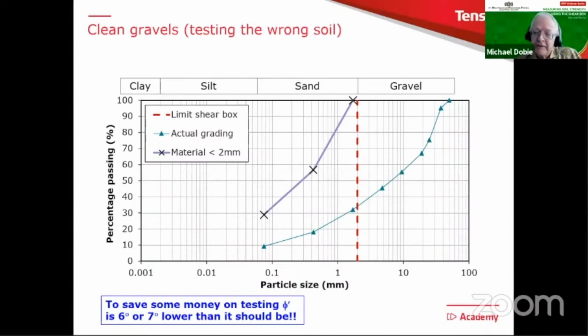phi value. And if you were designing a big retaining wall, for example, that could cost a lot of money because a difference of 6 or 7 degrees in phi would have a big effect on a retaining wall design. So do not rely on small shear box testing of gravels when you're serious about getting a representative value of phi dash.